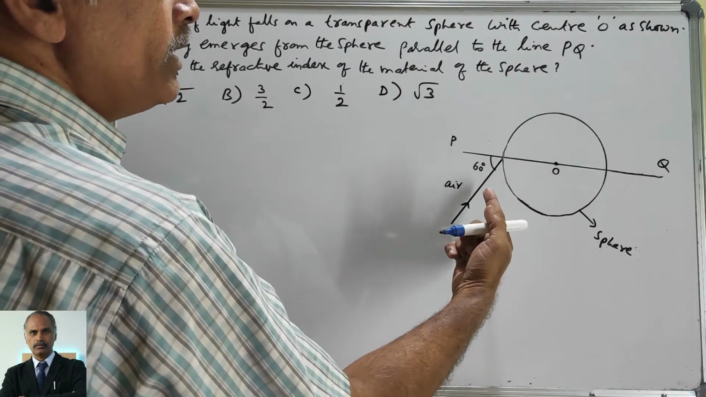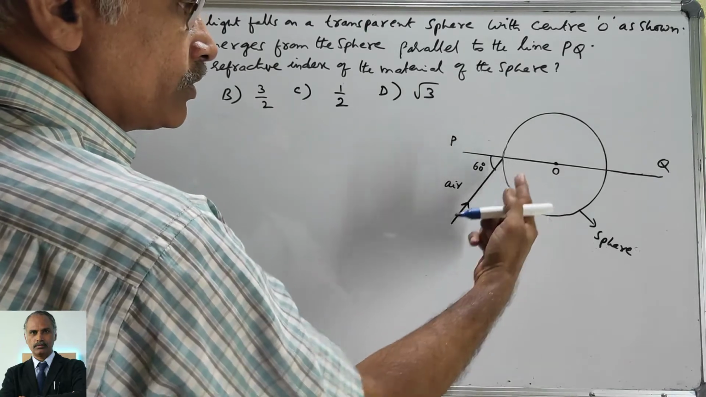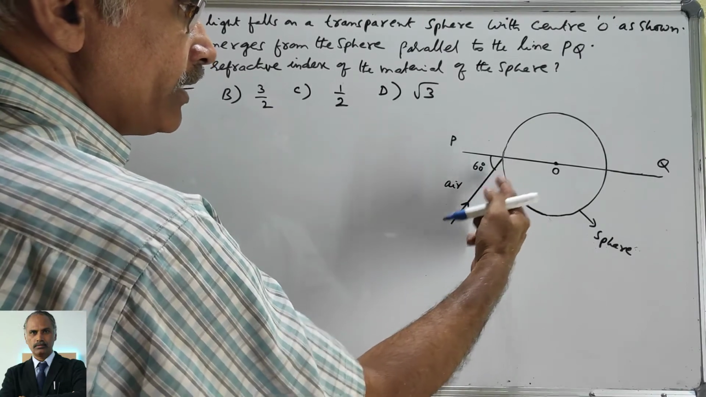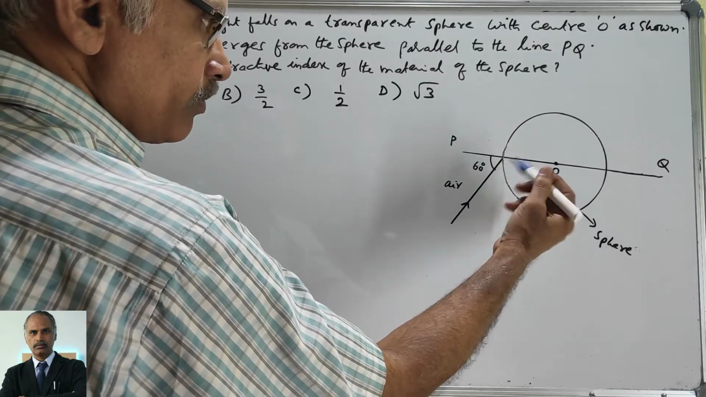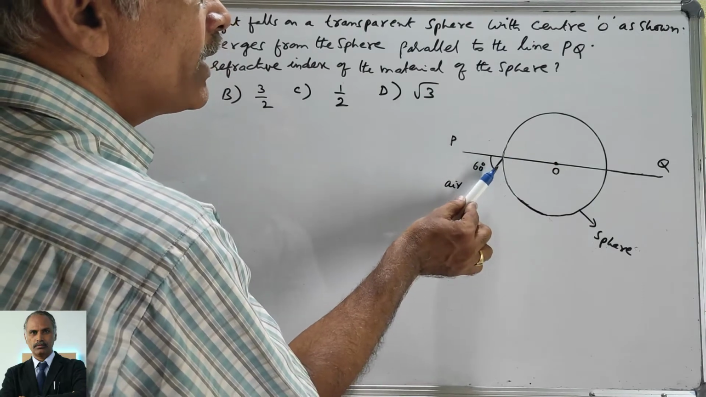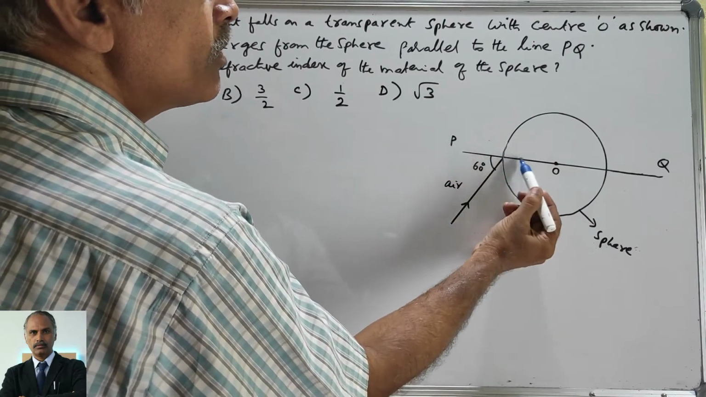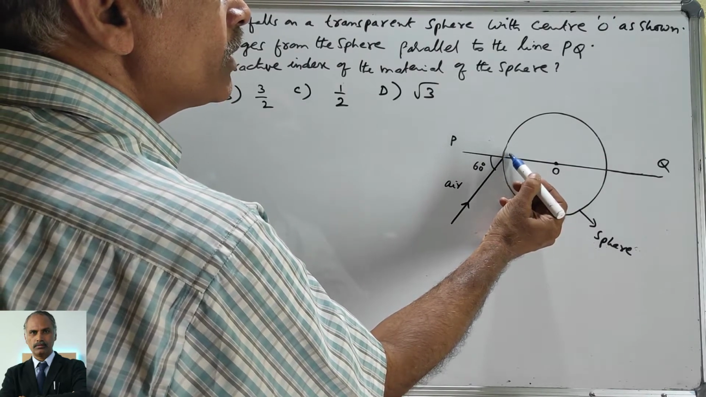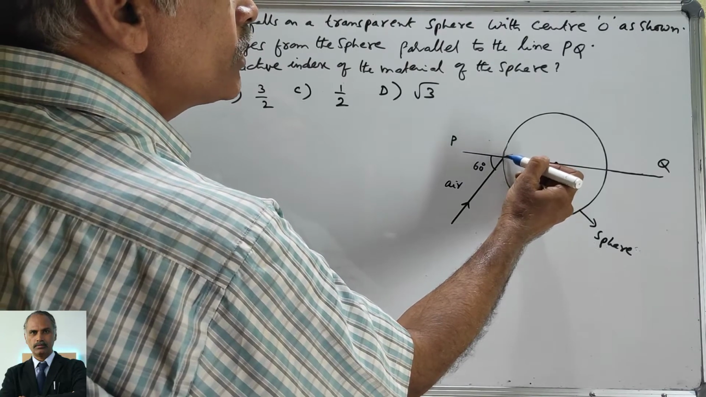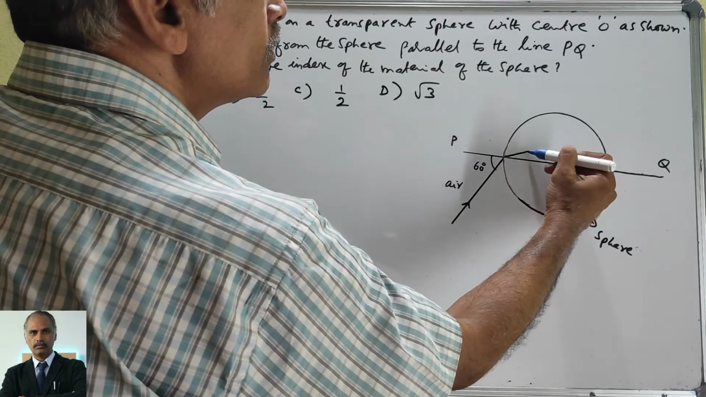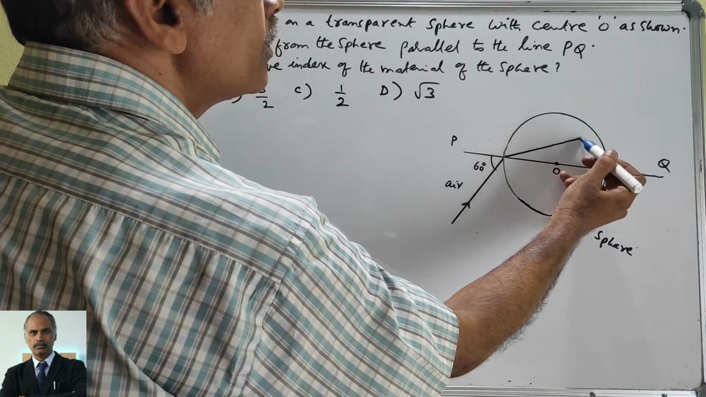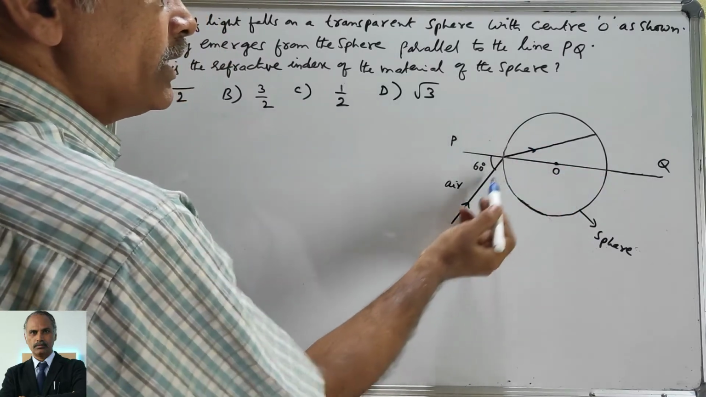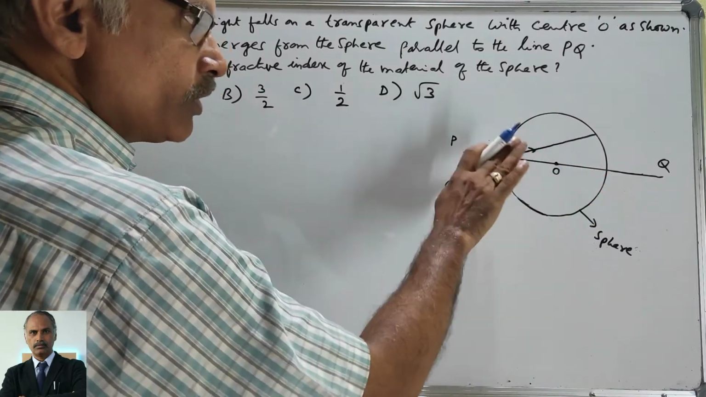Here the light ray is entering the sphere, so it is entering from air to sphere. As it is entering from air to sphere, rarer to denser, it bends towards the normal. So the light ray, instead of going straight, bends towards the normal. This is the normal, children. Like this. So this is the refracted light ray. Incident ray, refracted ray. The light ray bends towards the normal.